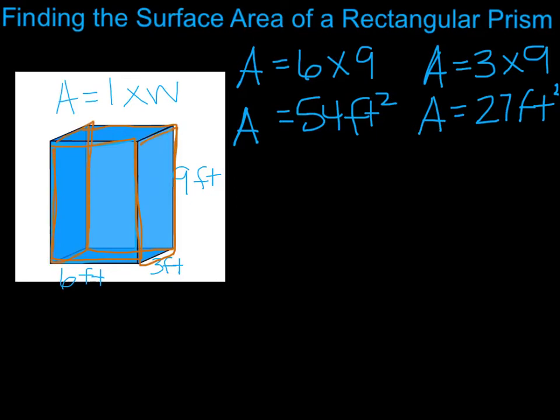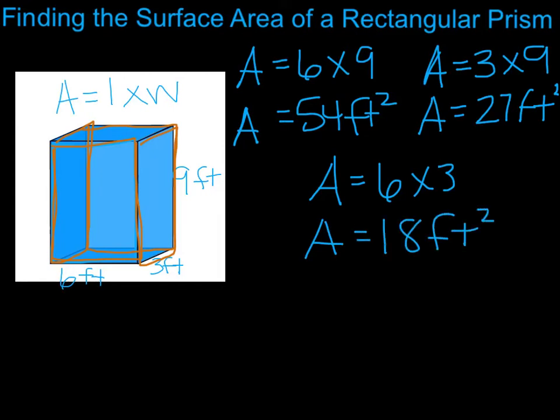Now I just have to find the area of the top and the bottom pieces of this figure. The dimensions of the top and bottom pieces are 6 feet by 3 feet, so my formula will look like this: A equals 6 times 3, which means that the area of these pieces is 18 feet squared. Now I have found the areas of all of the sides of this figure.